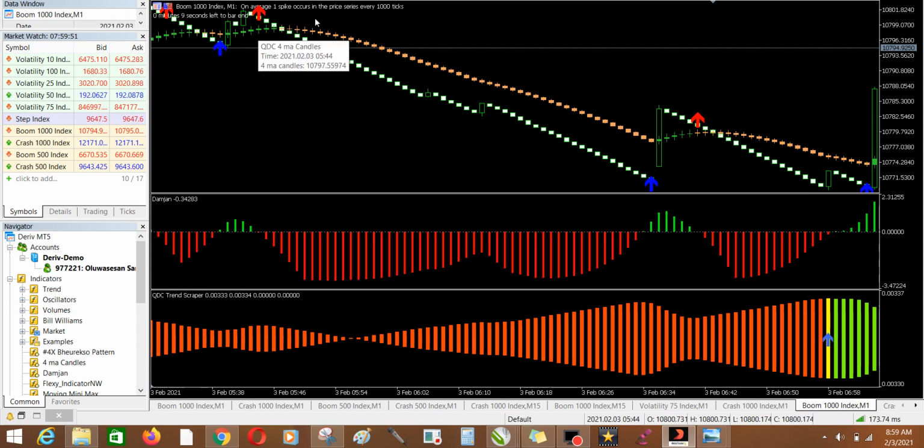We have the QDC 4MA candles. These are the little candles that you are seeing. You can see the green and the gray ones, or the brown ones. The brown one shows that the market is on a downtrend. The light green shows that the market is on an uptrend.